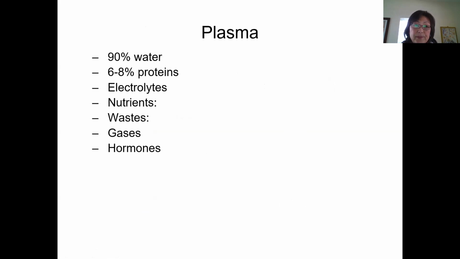If we look at plasma, of course, there is a lot of water, and also some electrolytes like minerals, sodium, potassium, etc. Nutrients like glucose, amino acids, gases like dissolved CO2 and dissolved oxygen, and also circulating hormones. And notice that about 8% of the plasma is soluble proteins. These proteins are very important because proteins build up our bodies, right?